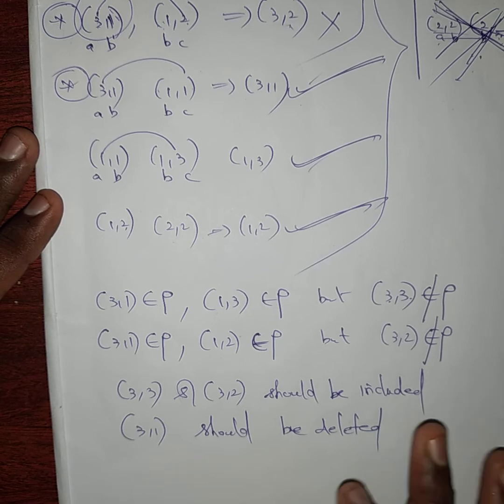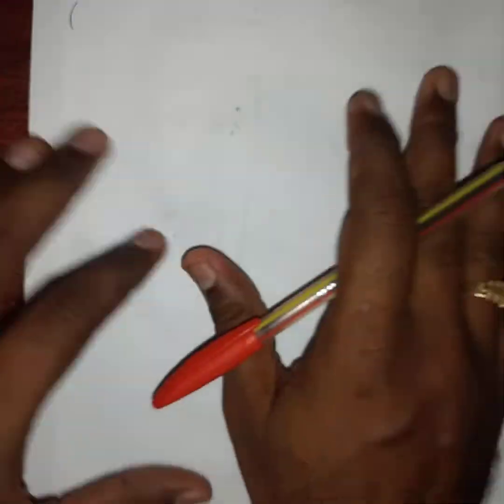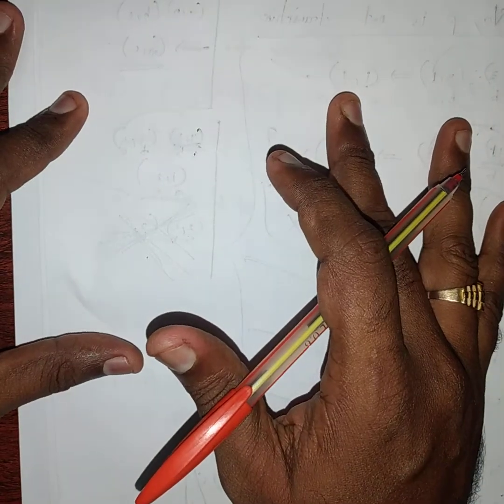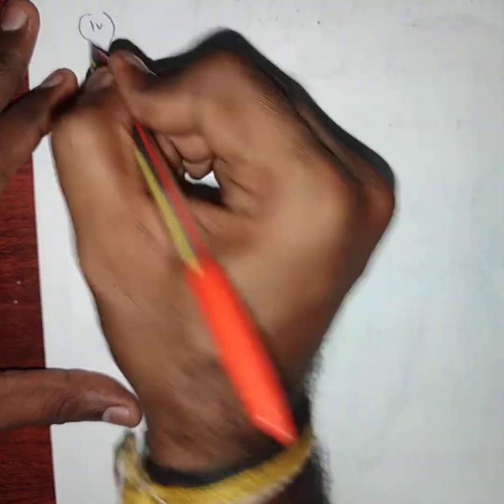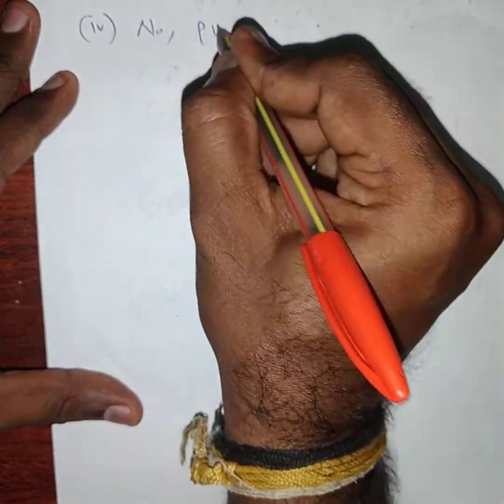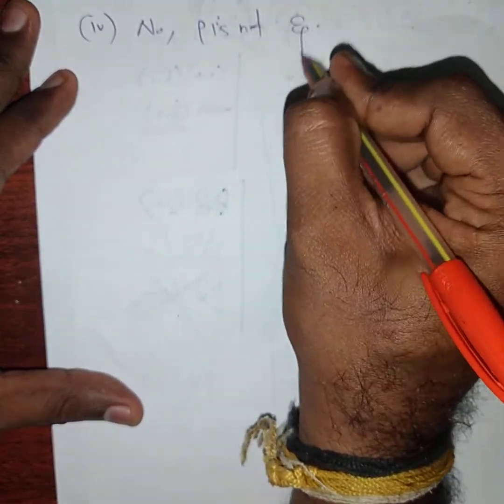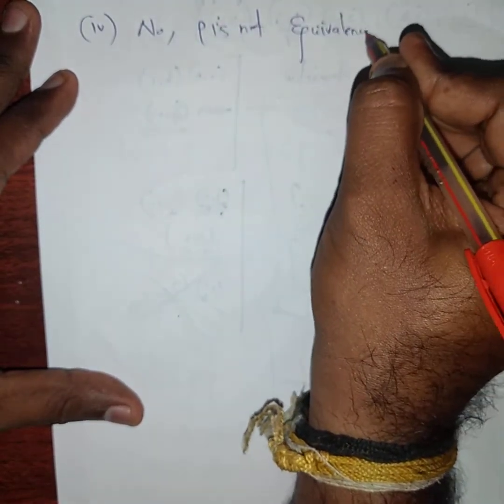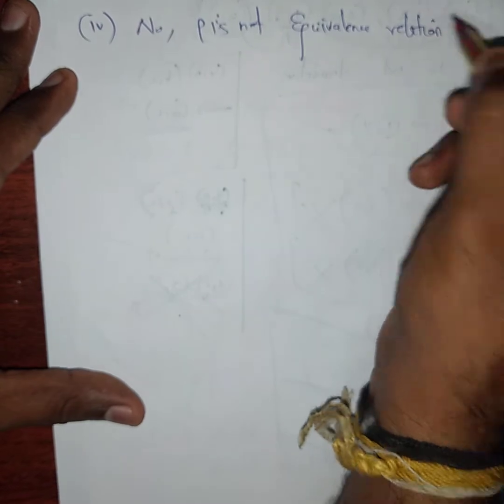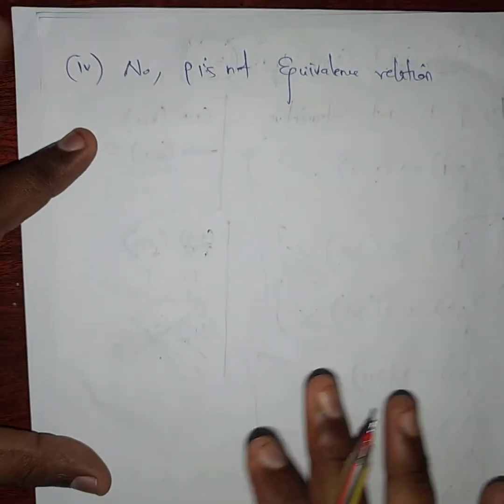So next, the fourth subdivision. What is the fourth subdivision? The question is whether rho is an equivalence relation. No, surely rho is not an equivalence relation. Rho is not an equivalence relation.